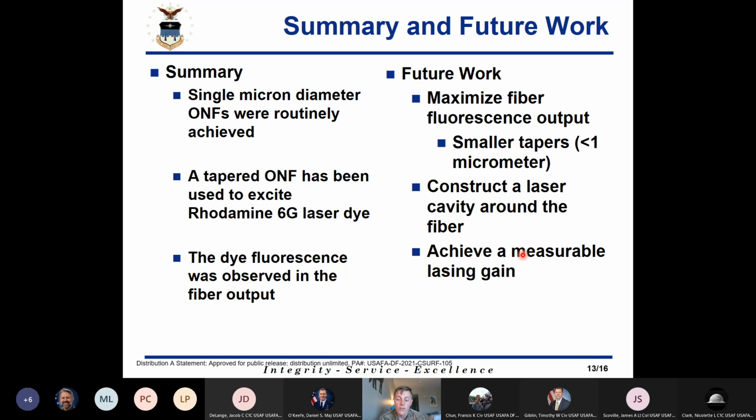We're going to construct this cavity around the fiber. This is basically done, but we need to address the back reflection issue before that's finally complete. And in theory, at the end of this project, we'll be able to achieve a measurable lasing gain.